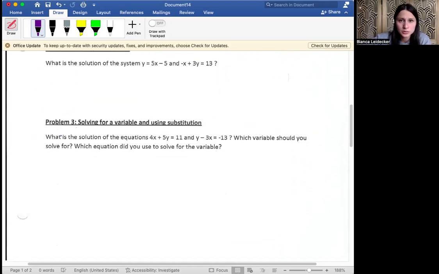Okay, problem 2. What if my equations are not in y equals mx plus b form? What if I am not able to just sub this whole thing in place of y and solve that way? Well, the first step is to turn it into y equals mx plus b form, solving for y. So this is not in the form that I would like. I'm going to rearrange it so that y is by itself. I'm going to add x on both sides.